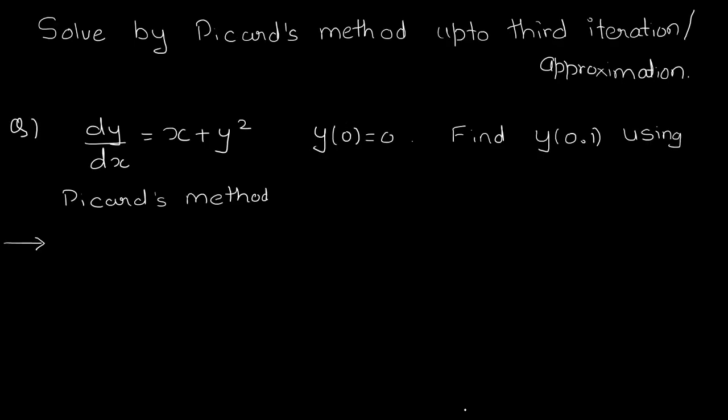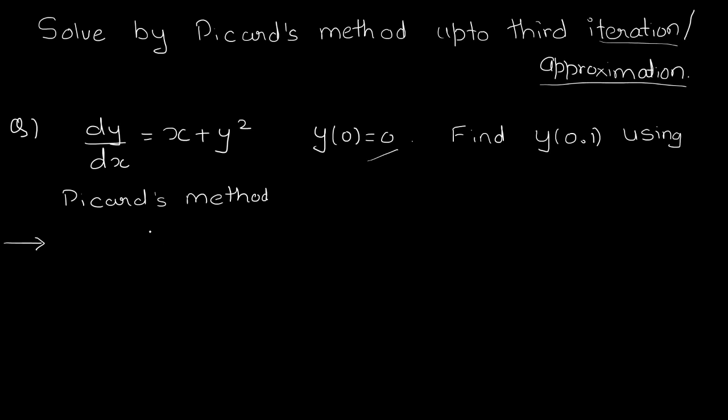We'll see one example. Solve by Picard's method up to third iteration or approximation. Yes, so approximation is also called iteration sometimes. Okay. Now, the problem is dy by dx is equal to x plus y square. Y of 0 is equal to 0 is the initial condition. And the question is to find y of 0.1 using Picard's method. Now, let's check here.